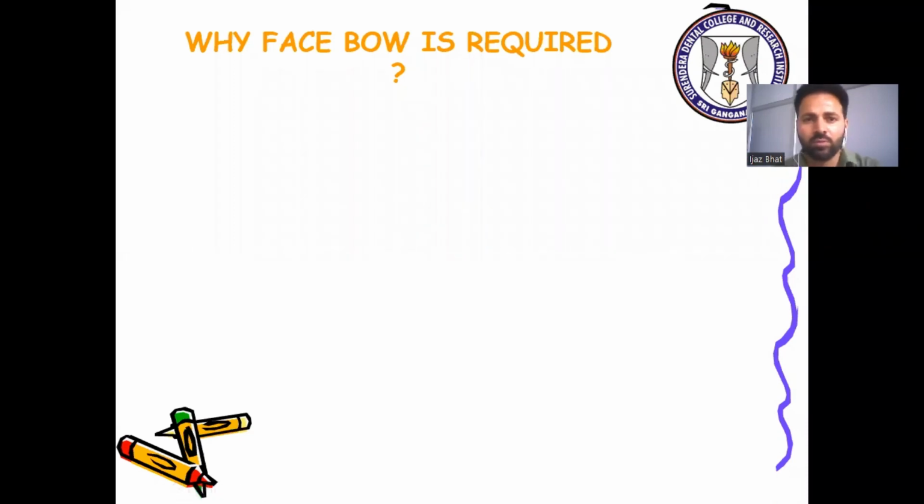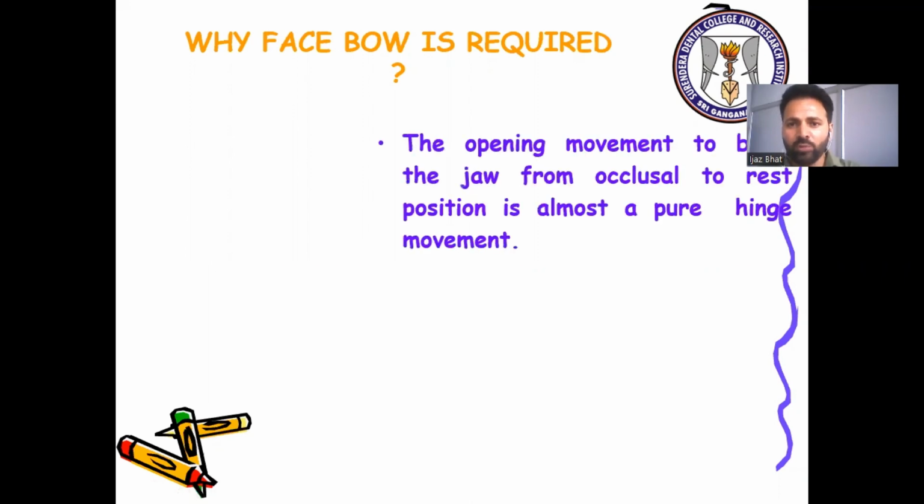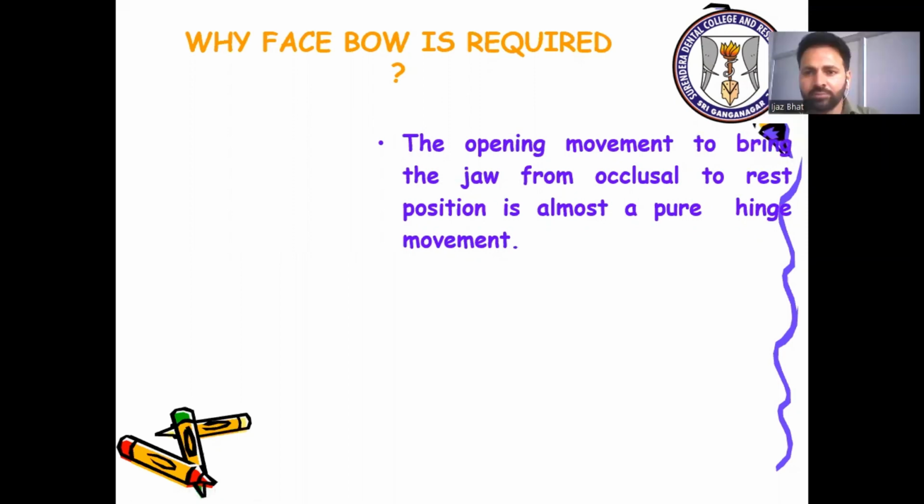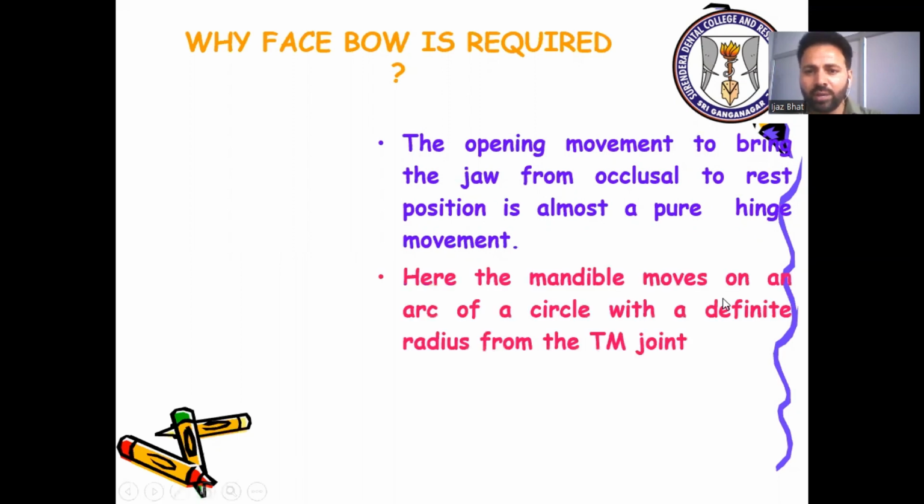Now, we will discuss why we are required to record a face bow for a particular patient. The opening movement to bring the jaw from occlusion to the rest position is almost a pure rotation movement. Here the mandible moves on an arc of a circle with a definite radius from the TMJ joint.